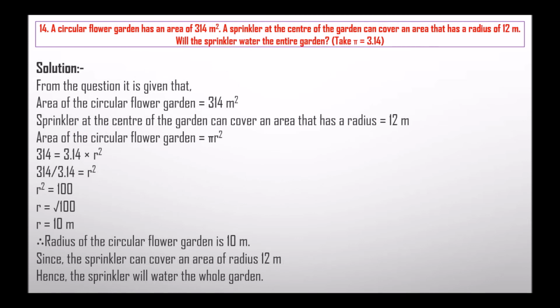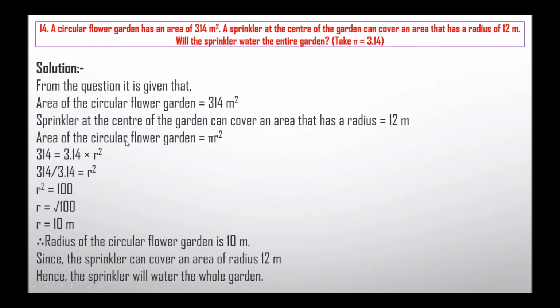14th question. A circular flower garden has an area of 314 meter square. Sprinkler at the center of the garden can cover an area that has a radius of 12 meter. Will the sprinkler water the entire garden? Take pi equals 3.14. So area of circular flower garden is 314 meter square. Sprinkler at the center is given radius 12 meter.